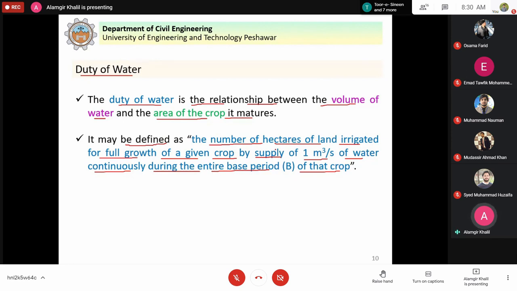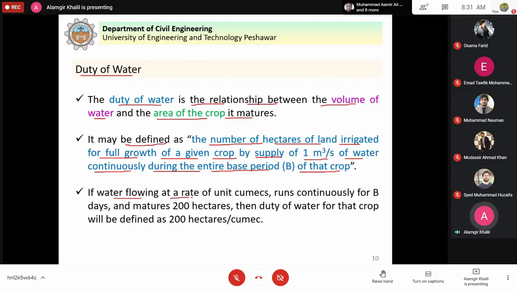We can also define it in the FPS system: the number of acres of land irrigated for full growth of a given crop by supply of 1 cubic foot per second of water continuously during the entire base period of that crop. So it means that unit discharge of water flowing for B days, the base period of that crop, matures D hectares of land. So that will be the duty of water: the number of hectares of land irrigated for full growth of a given crop by supply of unit discharge continuously for the entire base period.